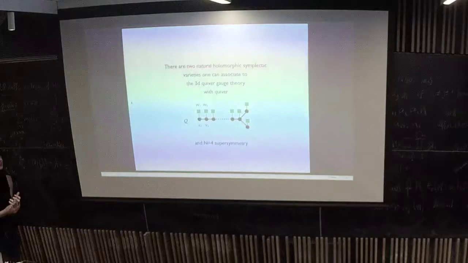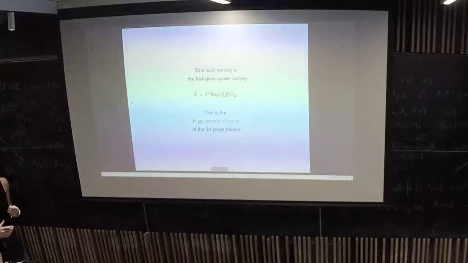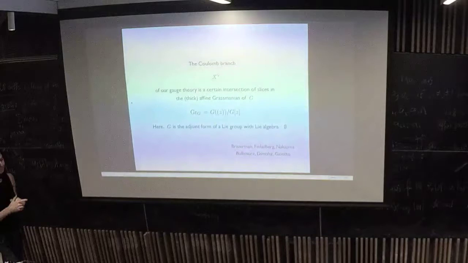So, to a three-dimensional quiver gauge theory, there are actually not one, but two holomorphic symplectic varieties that one can associate. One we already met, it's the Nakajima quiver variety, which physicists would call the Higgs branch. The other one is the Coulomb branch, which we'll denote by X check. And I think the Coulomb branch will feature in many talks. So the Coulomb branch is, one way to say what it is, an intersection of slices in a thick affine Grassmannian of G.